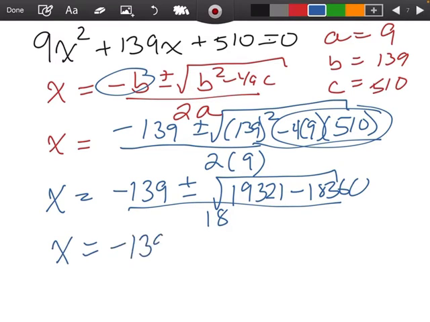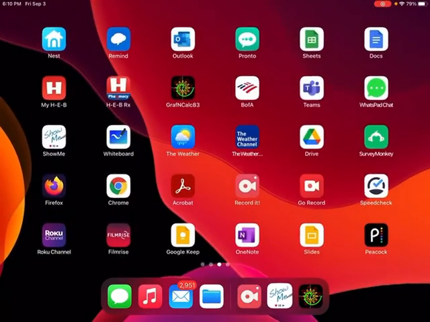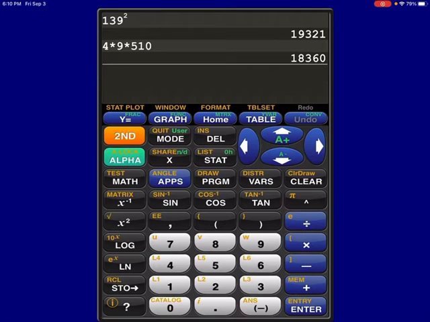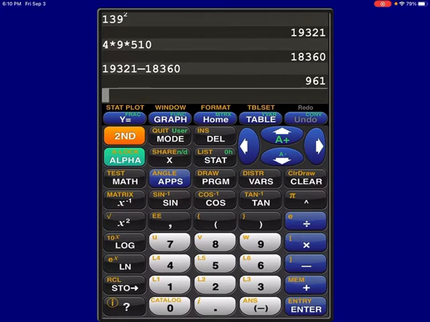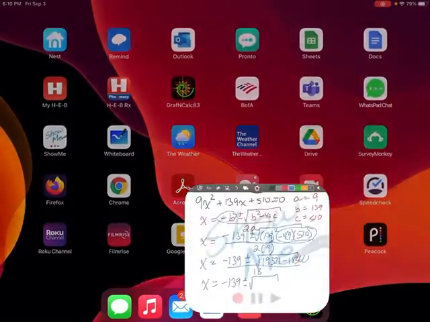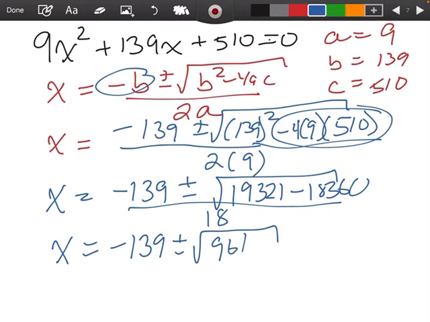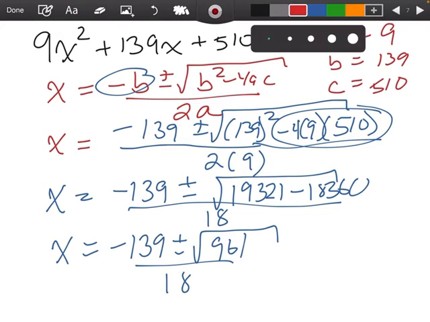Negative 139 plus or minus the big square root. Let's take our calculator again and subtract those numbers: 19,321 minus 18,360 is 961. All over 18. We're almost done. Well, maybe not really, but we're getting there.